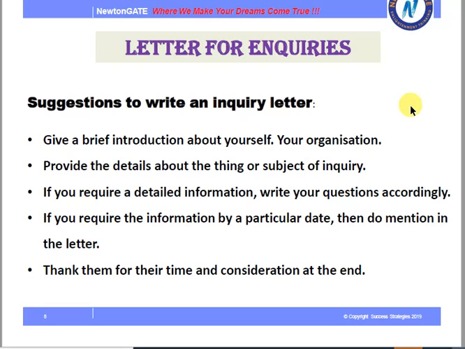Provide the details about the things or subject of inquiry. If you require detailed information, write your question accordingly. If you require the information by a particular date, then do mention it in the letter. Thank them for their time and consideration at the end. That is for a letter of enquiries, you need to mention what you are asking about properly. And if you want detailed information of some institute or something, then you need to mention that you need their detailed information or the brochure.